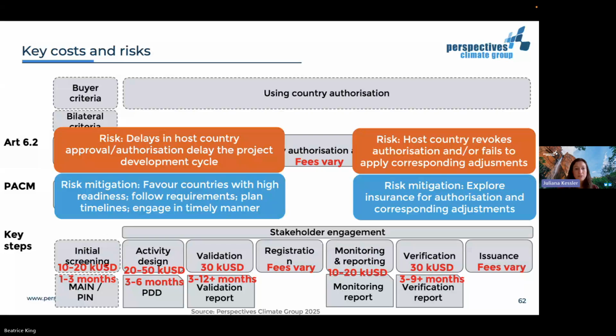And yes, that is a risk, but one could also mitigate those risks by really favoring those countries with high readiness, that follow requirements, that communicate clear timelines, and also through regular engagement with the host party, also to build trust, etc. At the same time, there is this risk that the host country could revoke, meaning changing the authorization after the first transfer has actually already happened. And then the corresponding adjustment might also not be applied. So how to mitigate these risks? There are now also emerging insurance instruments for this, and Hanna will dive into more details on this.